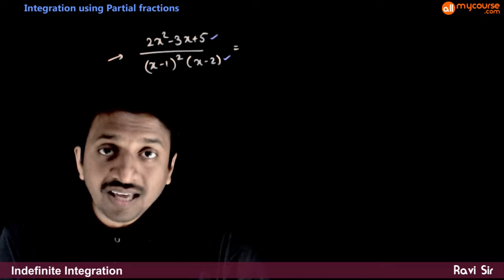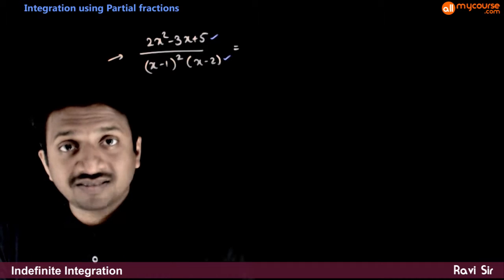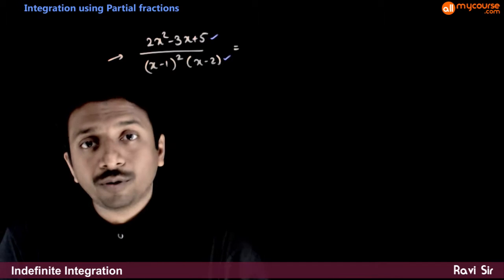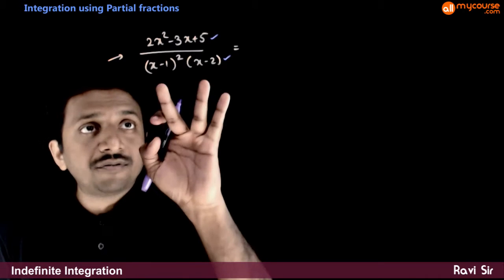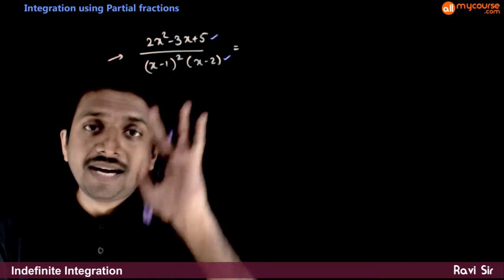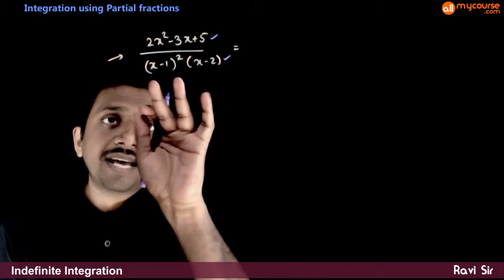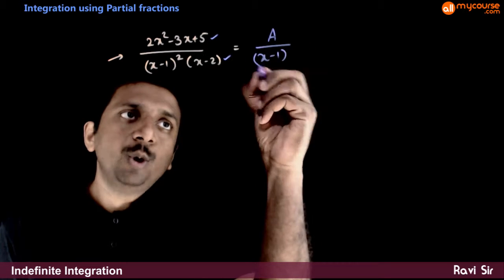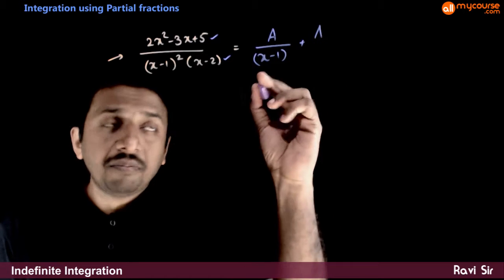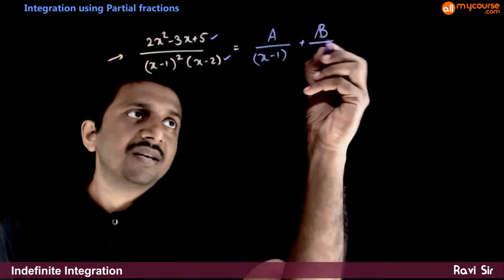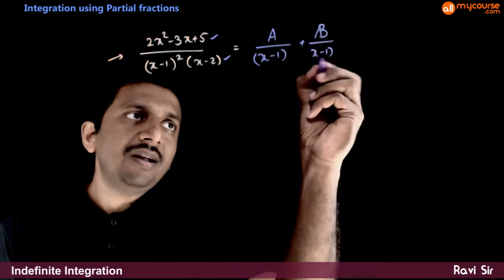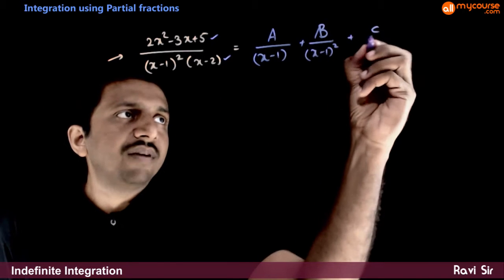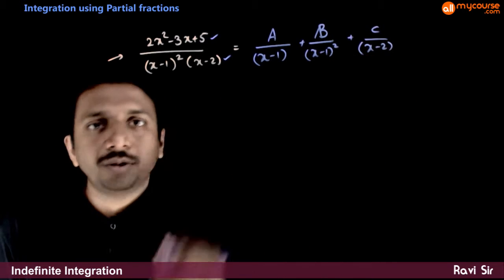The next step, is the denominator factorized? Yes. Already the factors are decomposed. So now you directly have to go for partial fractions. You have two factors here, one x minus 1 whole square and the other x minus 2. Corresponding to the factor x minus 1 whole square, as we have seen in the rules, you have to take two partial fractions, a by x minus 1 plus b by x minus 1 whole square. And corresponding to x minus 2 linear factor, you have a partial fraction c by x minus 2.